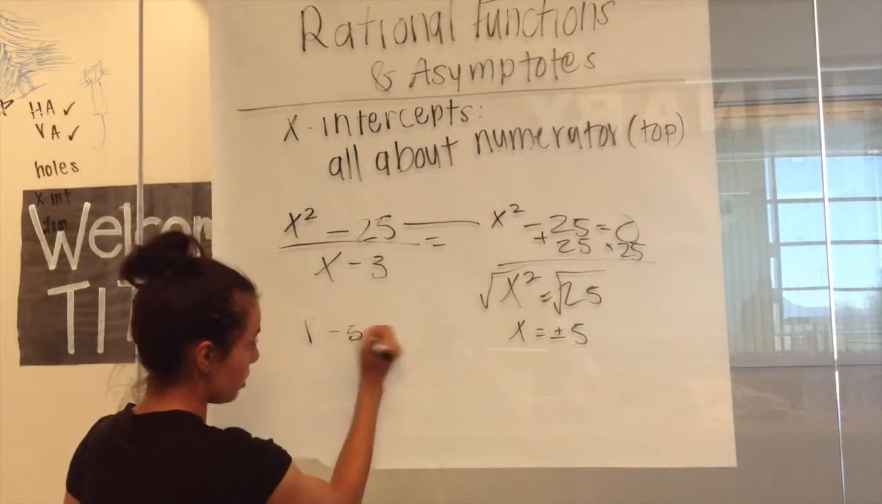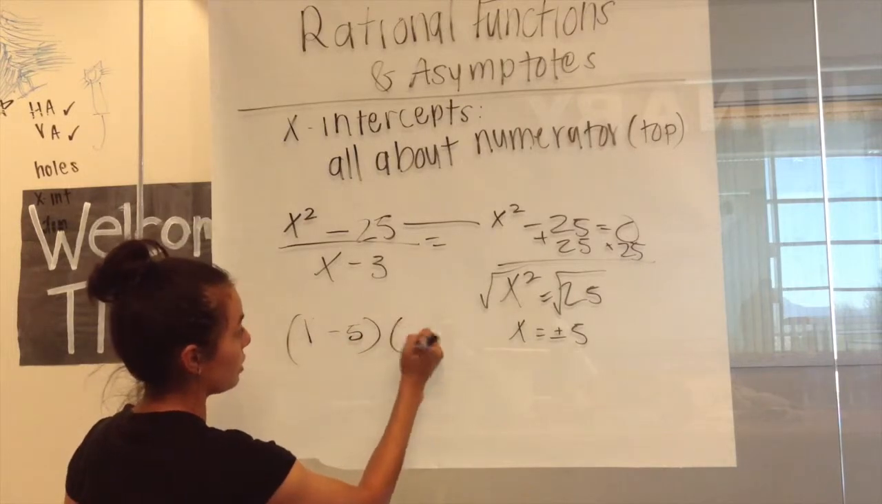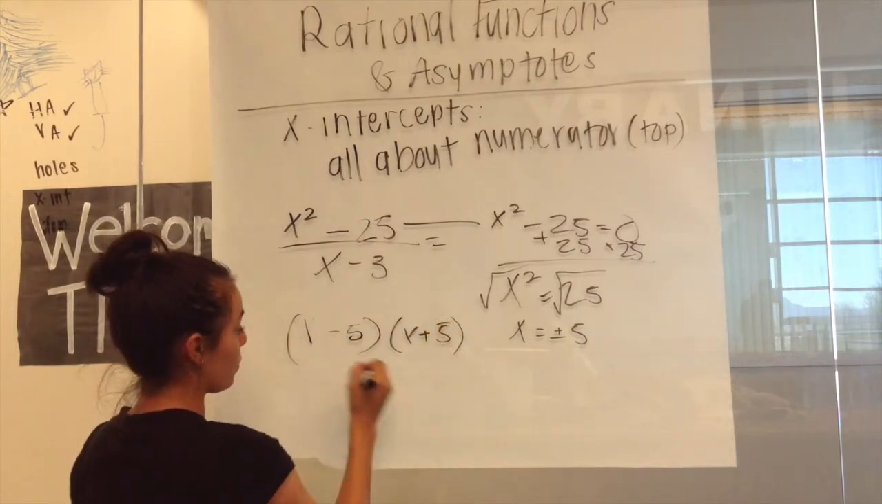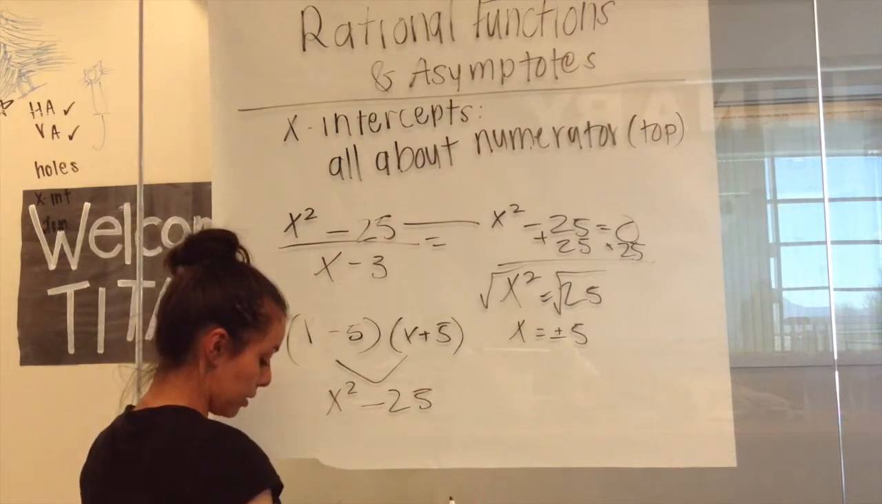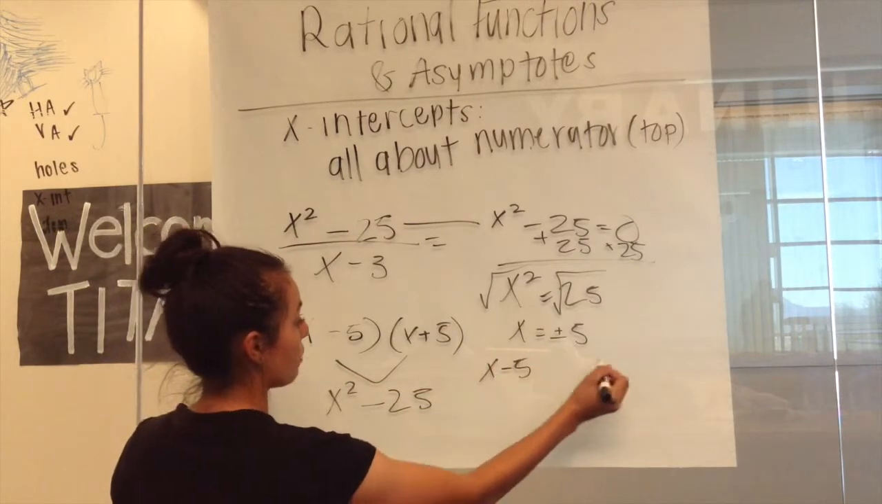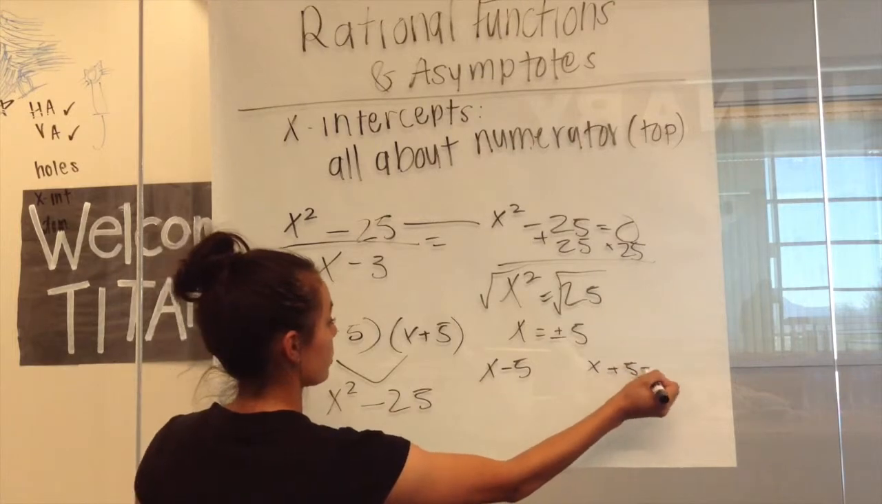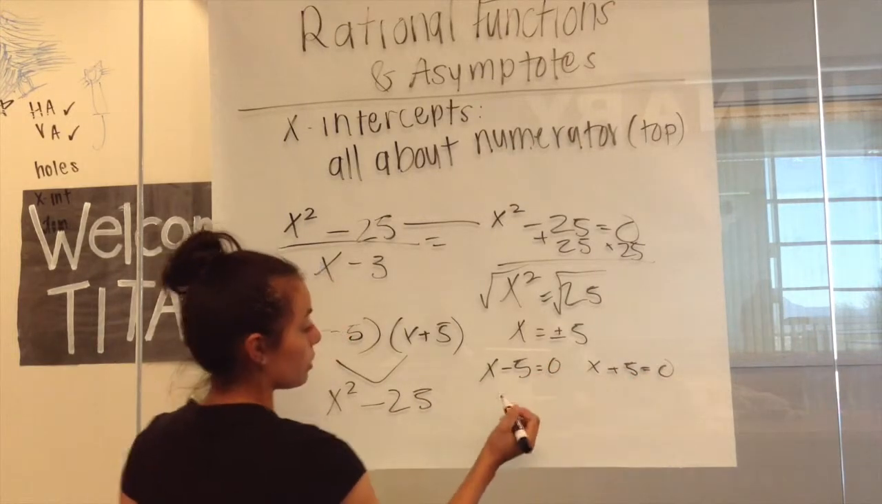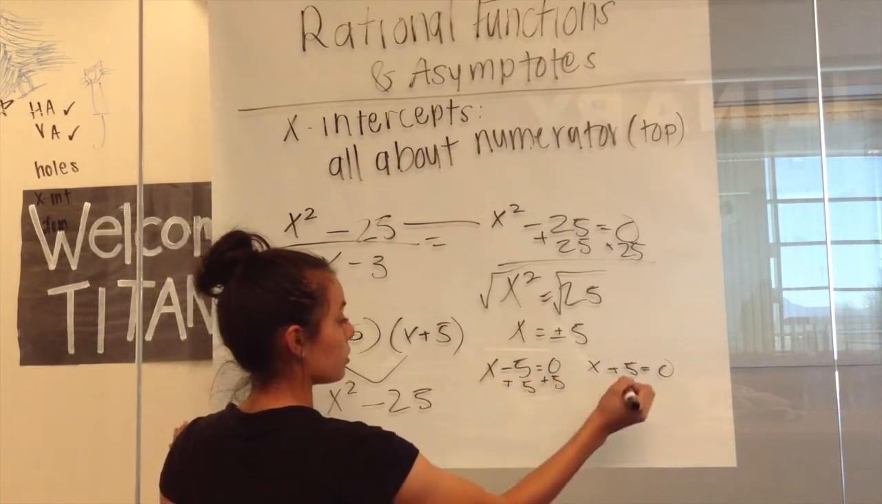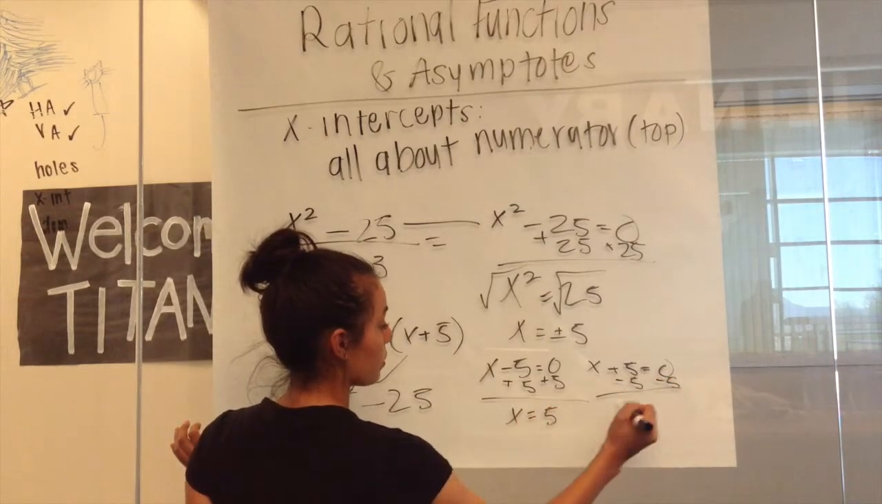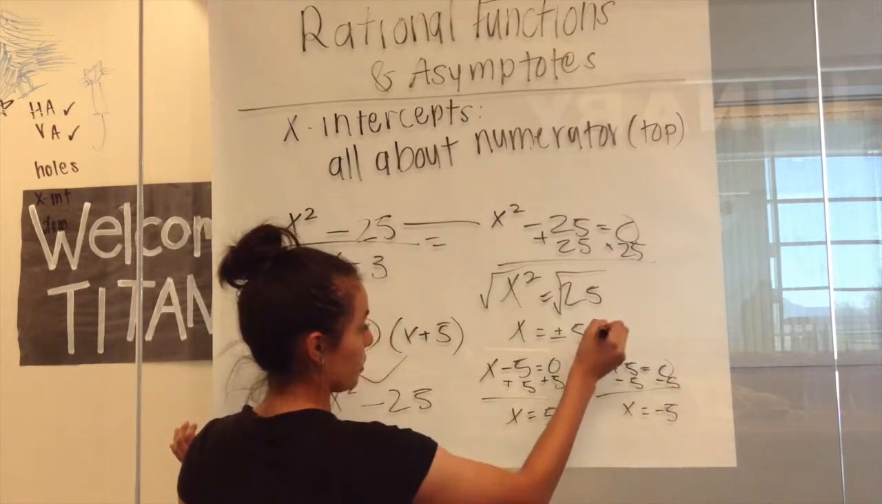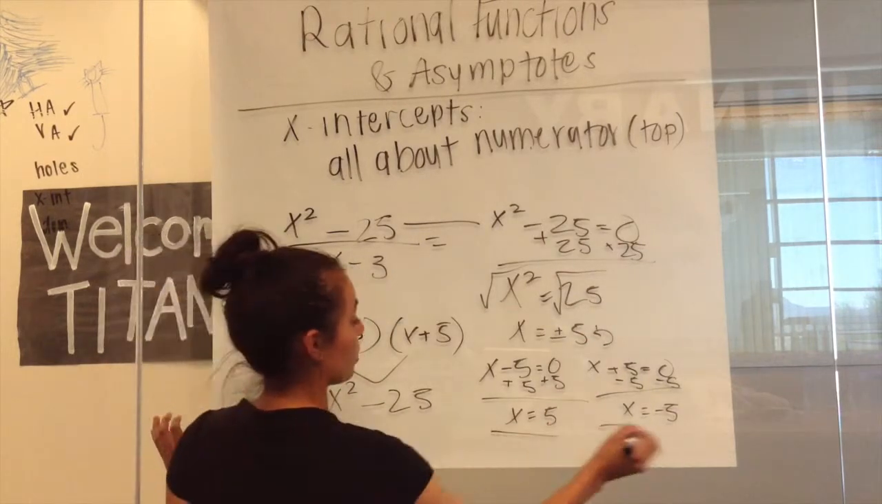But another way to do this is to factor it, so you would get x minus 5 and x plus 5. And the same thing with this, you would set both the equations to 0, so x minus 5 equals 0 and x plus 5 equals 0. And then add 5 to both sides, it's x equals 5, and then you subtract 5 from both sides, it's x equals negative 5, which is the same answer that we got up here.